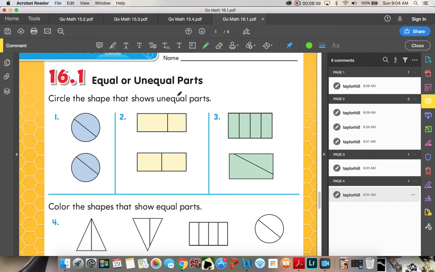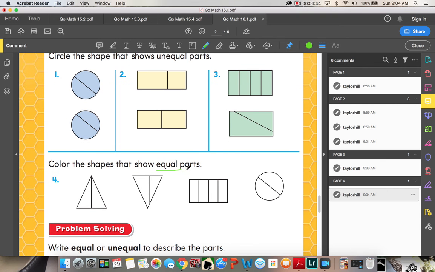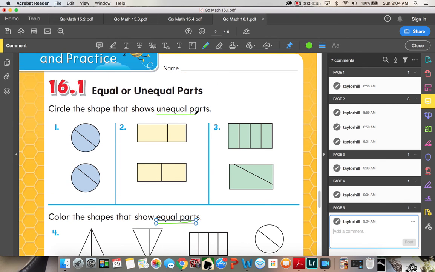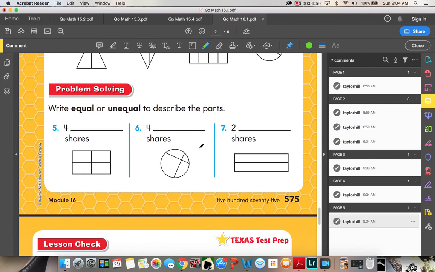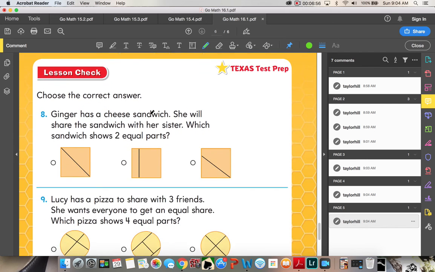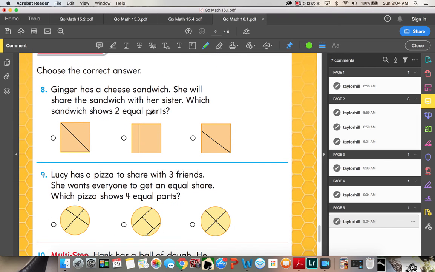Okay, homework and practice. You need to circle the shape that shows unequal parts, color the shape that shows equal parts. So pay attention on each section, whether it's equal or unequal, because you need to be reading. Okay, number 5, 6, and 7, you're going to label them equal or unequal. And number 8 through 11, you're going to choose the correct answer.